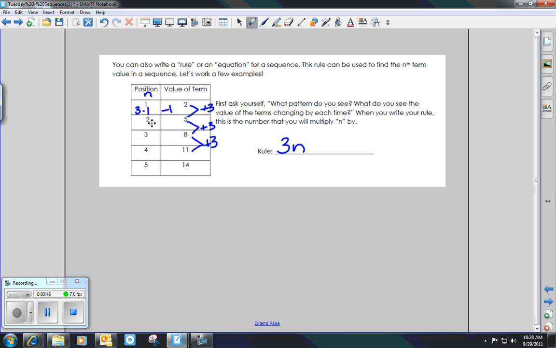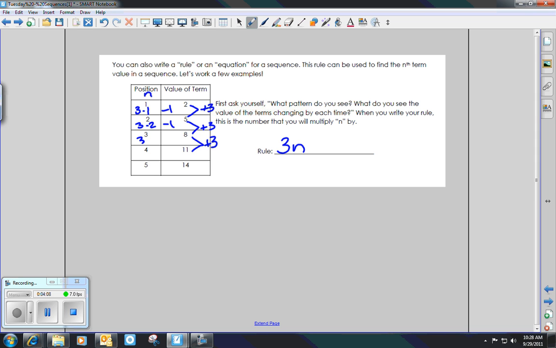For the second position, now n is worth 2. So now that's 3 times 2. So 3 times n, we'd have 3 times 2, and that's 6. Okay, the answer is 6, but I want it to be 5. So in order to get from 3 times 2 is 6 down to 5, I'm going to have to subtract 1 again. Okay, let's try one more.